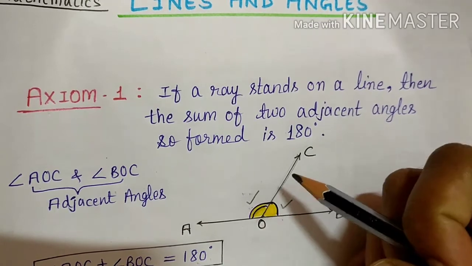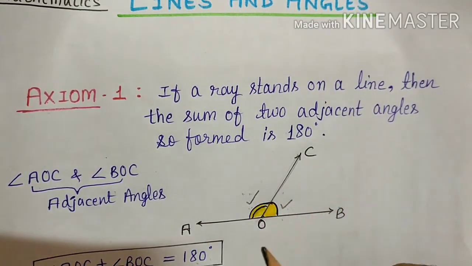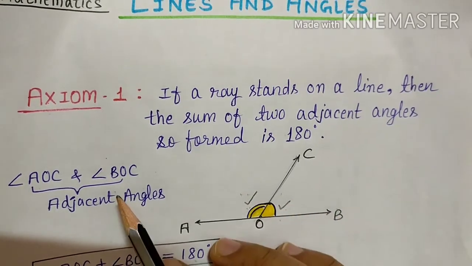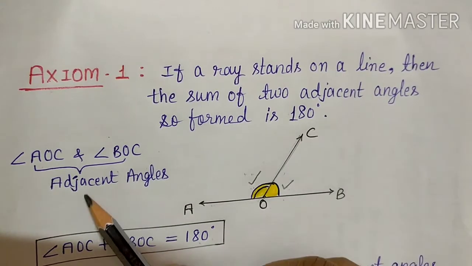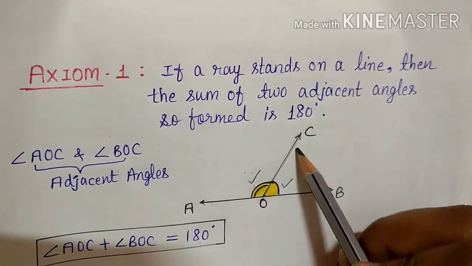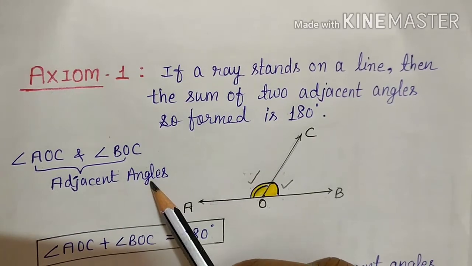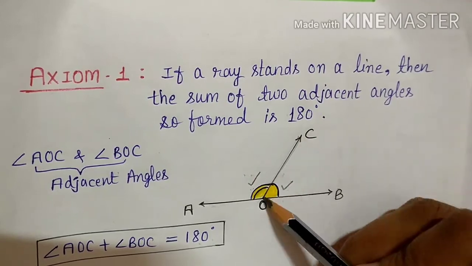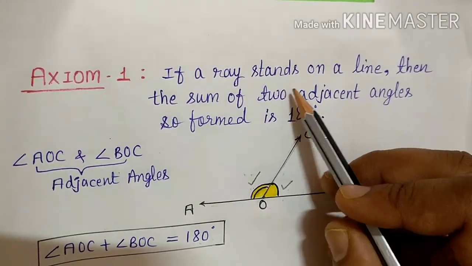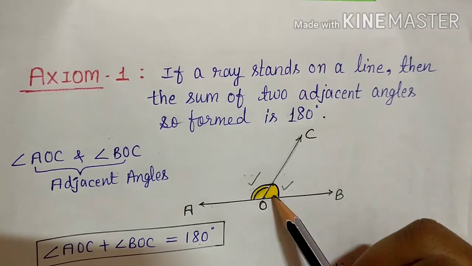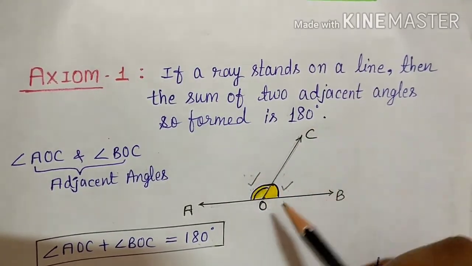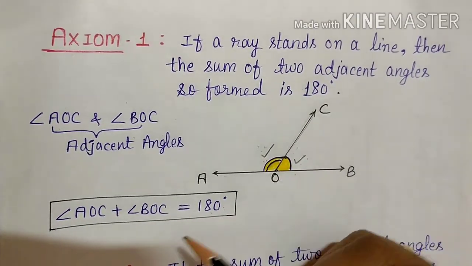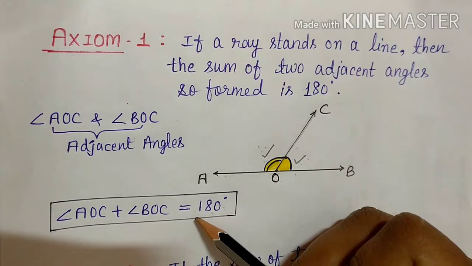Now first of all, what are adjacent angles? I have already discussed adjacent angles. Adjacent angles are those angles which are formed on the same vertex and on the same, or you can say common, arm. So you can see here angle AOC and angle BOC are adjacent angles. So the axiom says that if a ray, like OC is a ray here, stands on a line, which is the line AB, then the sum of these two adjacent angles will be equal to how much? 180 degrees. So angle AOC plus angle BOC will be 180 degrees.